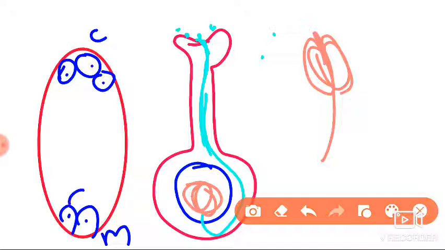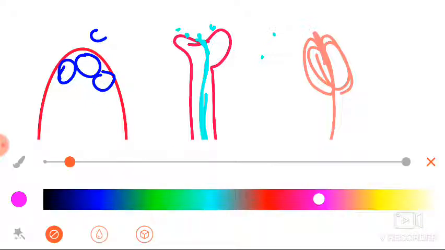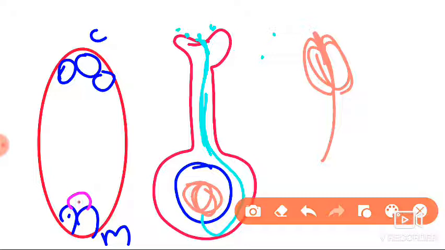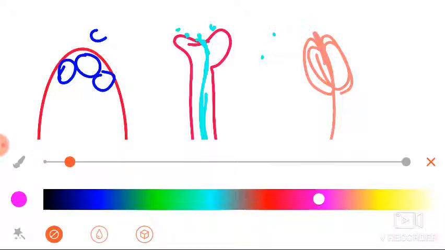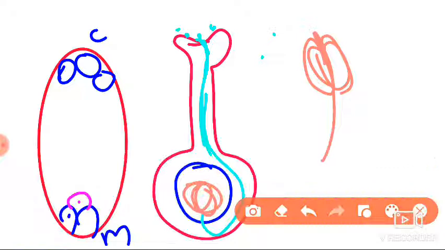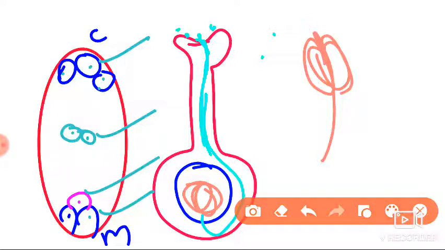In the micropylar end we will find 2 synergid cells and 1 egg cell. And in the middle there are the polar nuclei. Here you can find the polar nuclei. These are the antipodal cells. These are the polar nuclei. These are the synergid cells, and this is the egg cell, which is present inside the ovary.